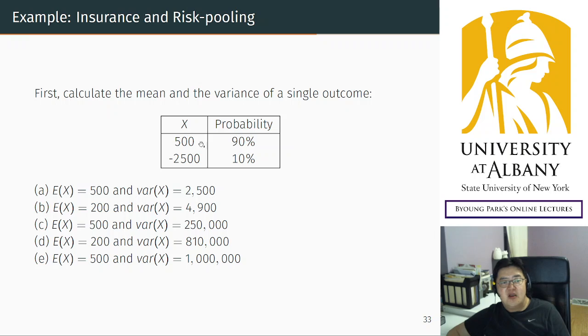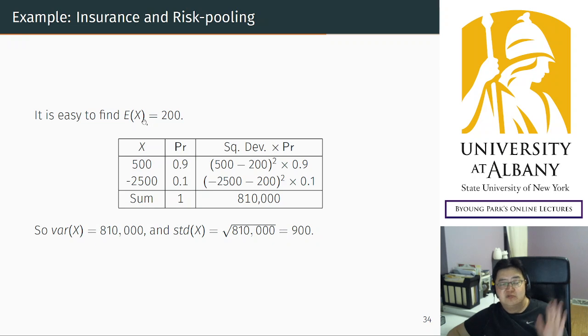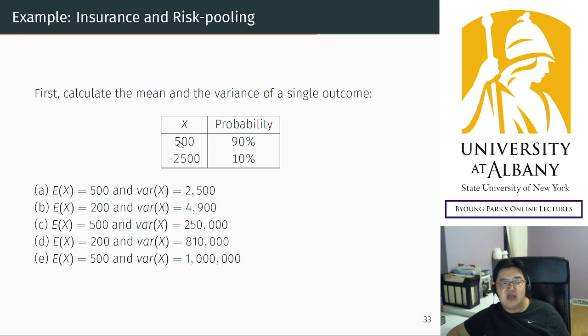Calculating the mean and variance is simple because it's a simple distribution. So we have a probability distribution table like this. If you are not confident how to calculate this, pause the video and try to calculate the mean and the variance. I will continue. The mean is easily 200. I believe you can calculate the mean. Remember, multiply each outcome by its probability and sum them. That's the mean, which is 200.